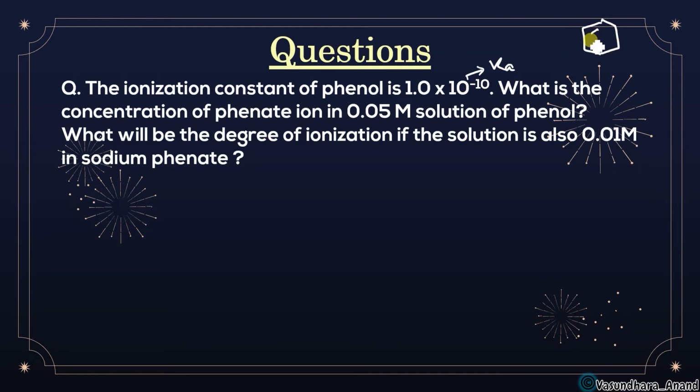Let me explain to you. This is phenol. If I remove H plus over here, it will give you this O minus. So somewhere you can see phenolate and somewhere phenate, both are the same thing. Okay, so this is phenate ion or phenolate ion in 0.05 M solution of phenol. आपसे पूछा जा रहा है कि इस सॉल्यूशन में फिनेट आयन का क्या कंसेंट्रेशन होगा, और what will be the degree of ionization if the solution is also 0.01 M in sodium phenate.